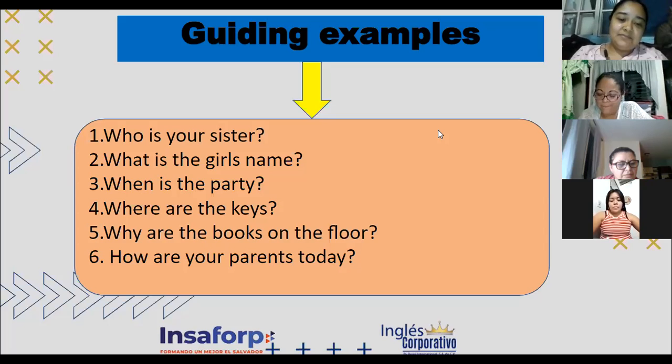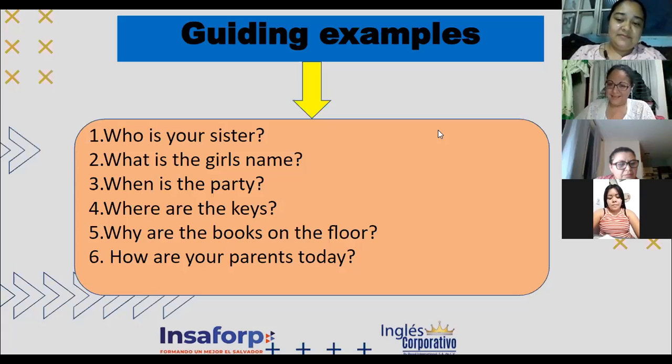Where is your car? El posesivo. Where is your car? Where is your car, Maritza? A Maritza era, ¿verdad? Sí. Repeat. Where is your car? ¿A dónde está su carro, Maritza? My car is in the parking lot, okay. In the parking lot. Thank you, Maritza.